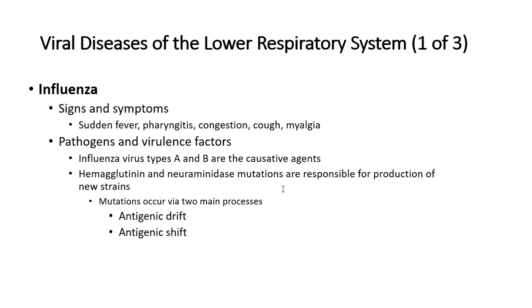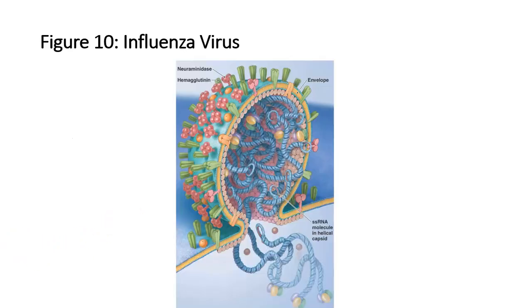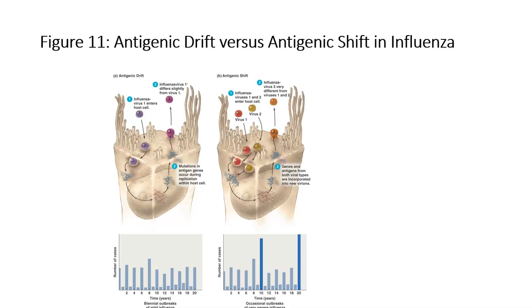But usually it's an H1N1 virus. Well, that's what the H and N stand for. It's these mutations in the hemagglutinin and the neuraminidase. Here's what it looks like, and you can see the neuraminidase and the hemagglutinin on that.